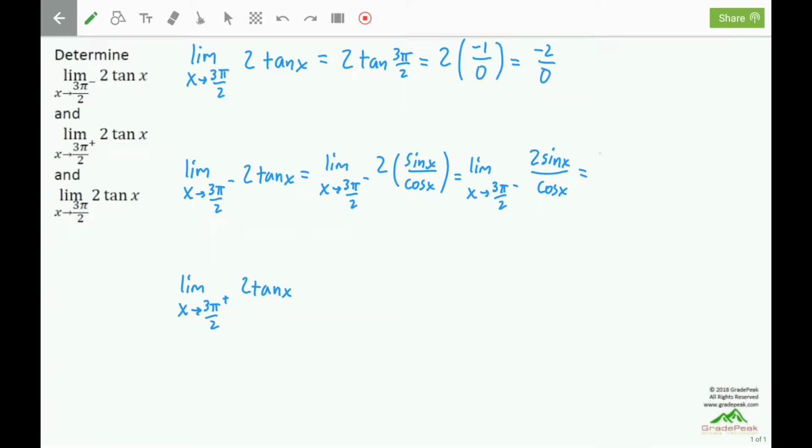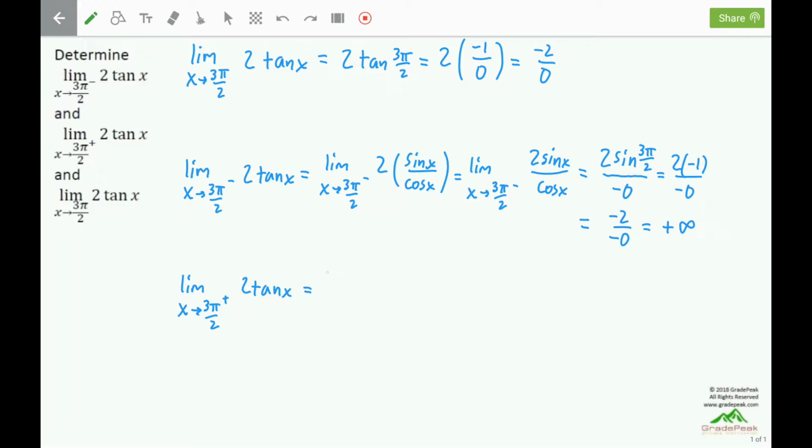So this will come out to 2 sine of 3 pi over 2. We can place a 3 pi over 2 in for all other x's, and the cosine is replaced with a negative 0, which gives 2 times the sine of 3 pi over 2, which is a negative 1, over a negative 0, and this is equal to 2 times negative 1, which is negative 2, over a negative 0. Negative over negative is a positive, non-zero over 0 is an infinity, and there's the result of the left-sided limit.